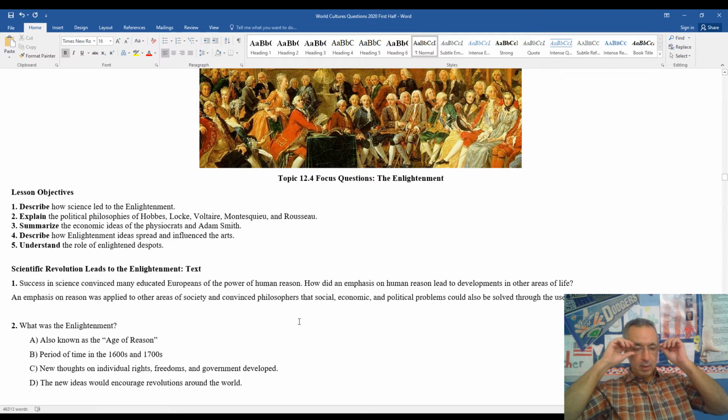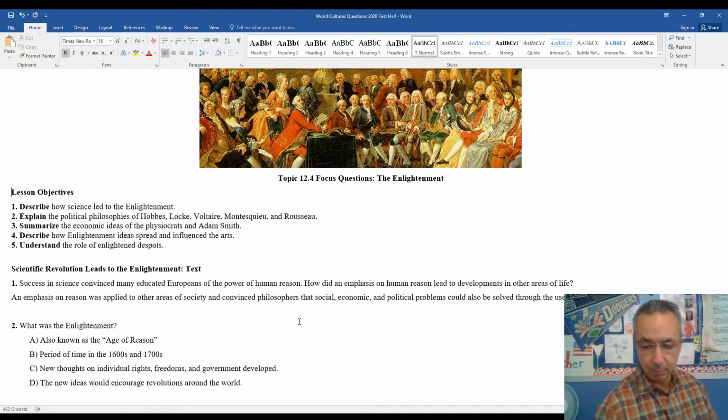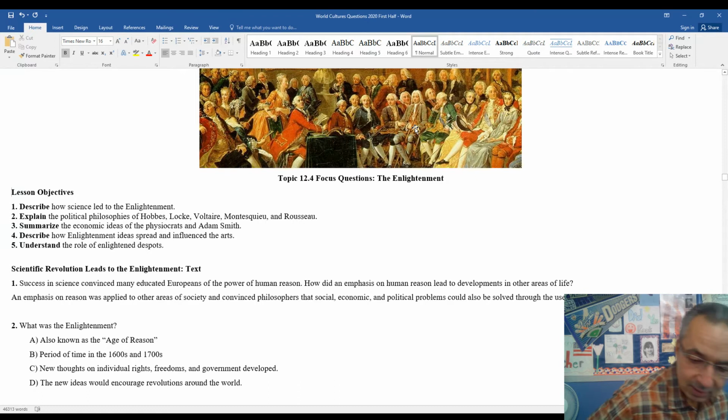So when you look here at number one, success in science convinced many educated Europeans of the power of human reason. The question is, how did an emphasis on human reason lead to developments in other areas of life? Well, an emphasis on reason was applied to other areas of society, and began to convince philosophers that social, economic, and political problems could and should be solved through the use of reason and natural law.